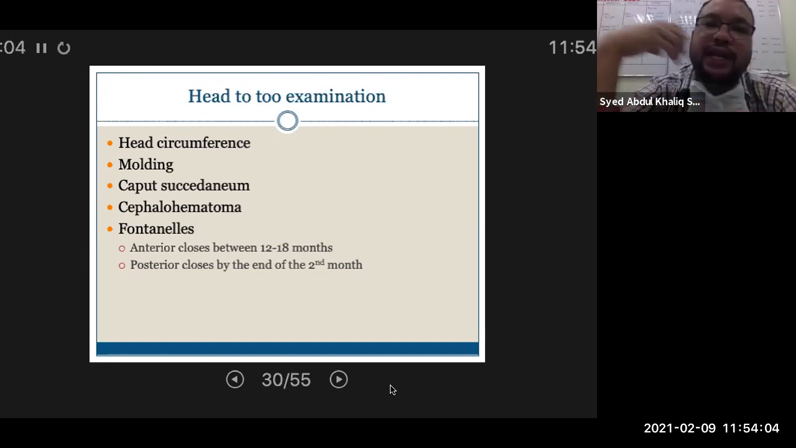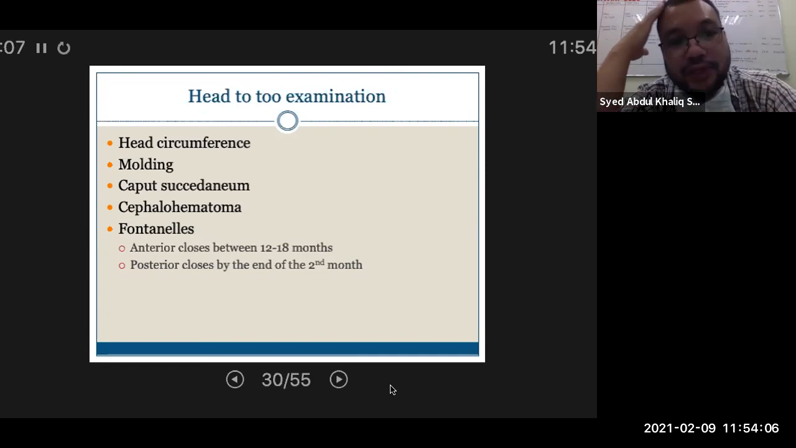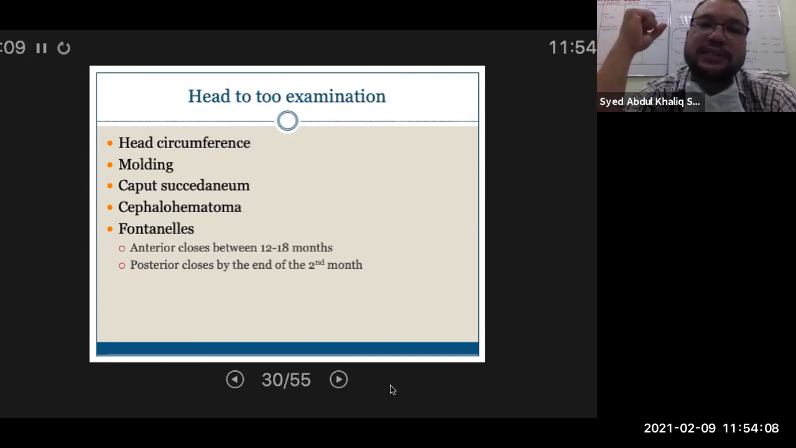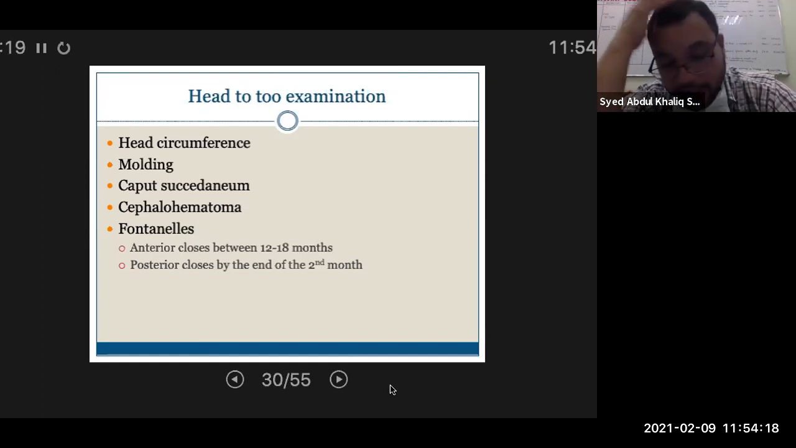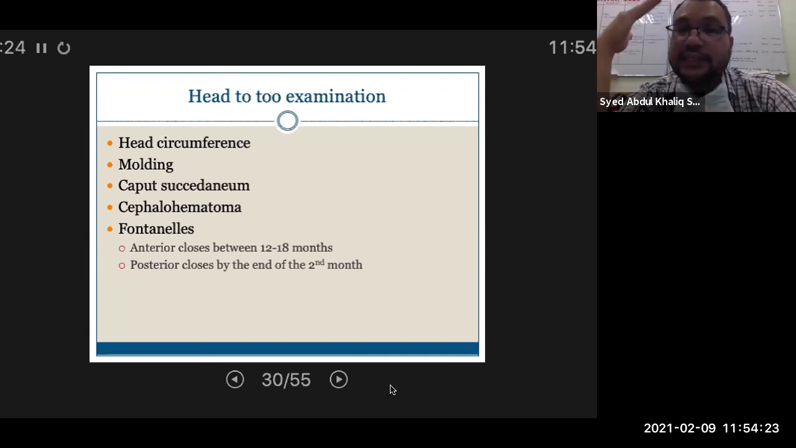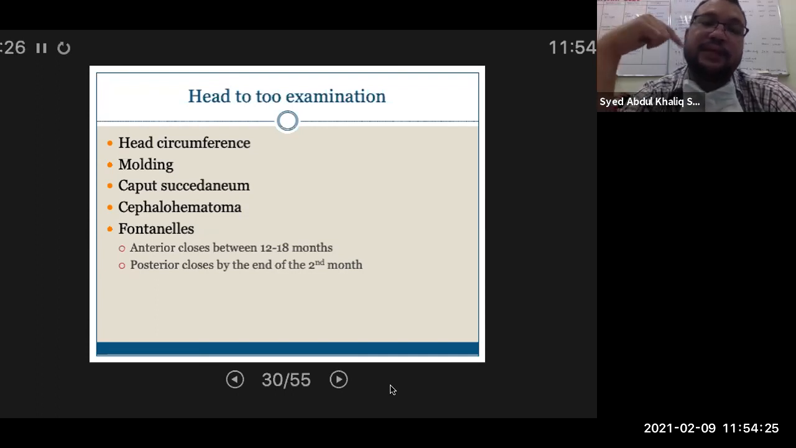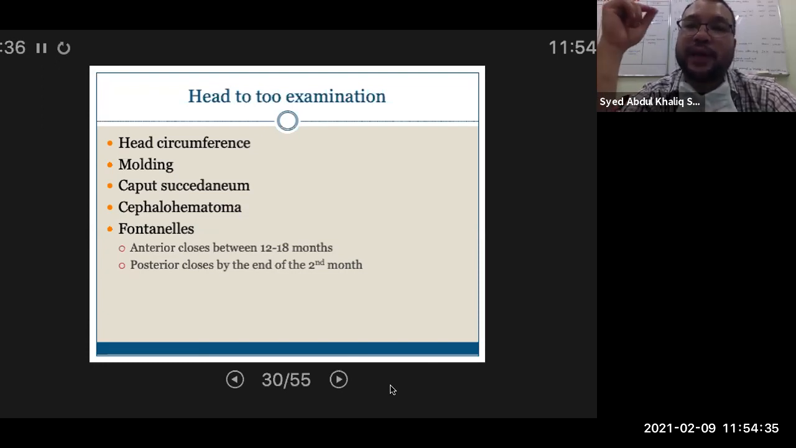And then caput succedaneum is basically edema of the scalp. Cephalhematoma is basically bleeding under the skin. If you remember, the scalp has layers. The first layer is the skin. Next is SCALP: S is skin, C is connective tissue, A is your aponeurosis, L is your loose connective tissue, and P is your periosteum. Below the periosteum is your bone.